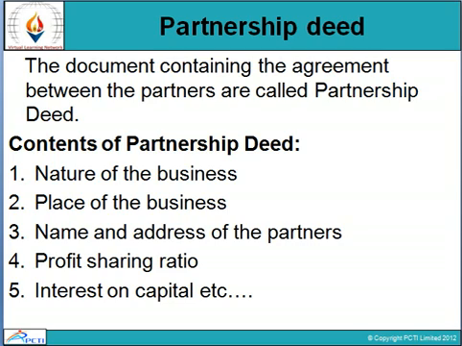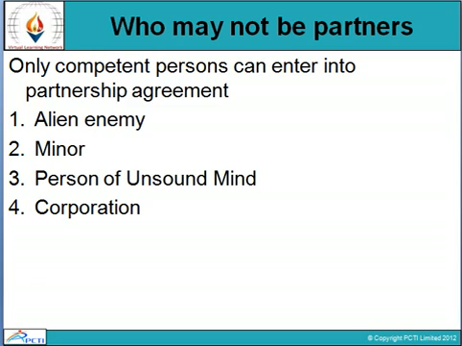Next is partnership deed. The document containing the agreement between the partners is called a partnership deed. It means the document in which the terms of partnership as agreed by the partners are set forth is called a partnership deed. Contents of partnership deed: nature of business, place of business, name and address of partners, profit sharing ratio, interest on capital.